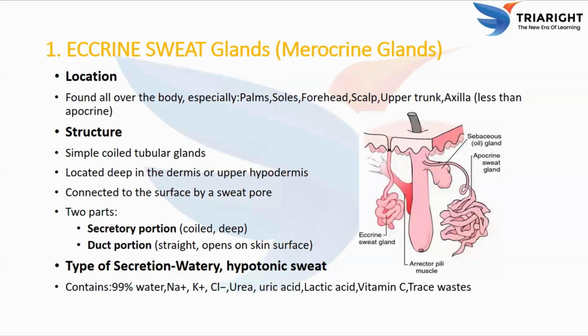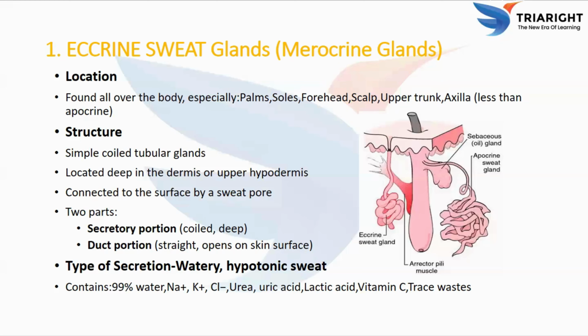What is the type of secretion of this eccrine sweat gland? Eccrine glands produce watery hypotonic sweat. What do we mean by hypotonic? The concentration of salts is lower than in the body fluids. What is the composition of eccrine sweat? Water makes up 99%, and sodium, potassium and chloride are the electrolytes, along with urea and uric acid. Its role is to release waste products, and also lactic acid and vitamin C help in skin hydration and protection. Trace amounts help in removing mineral and metabolic waste.